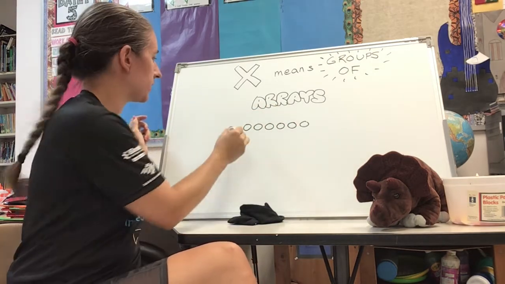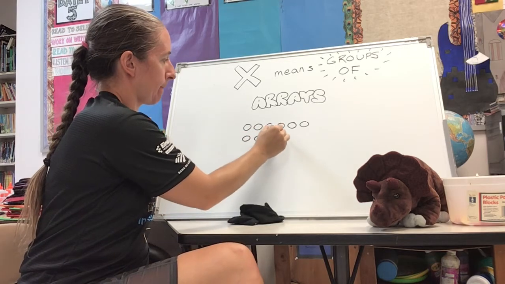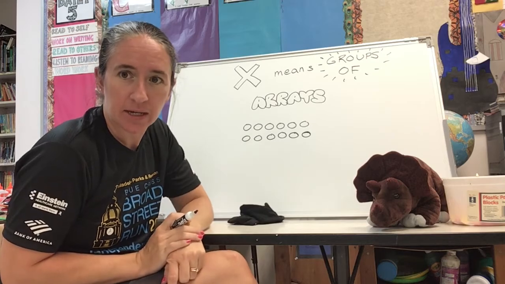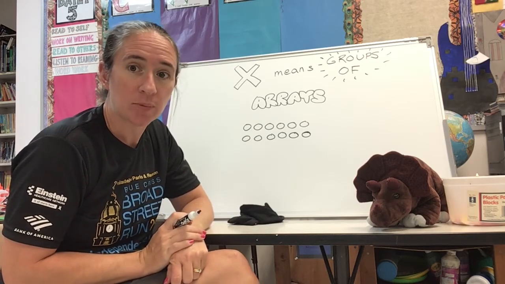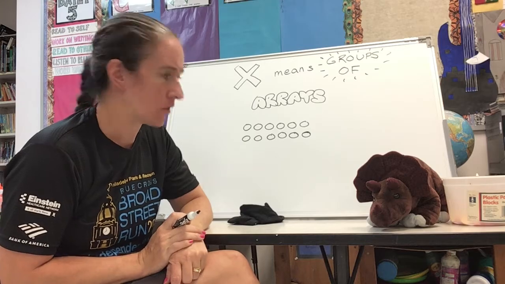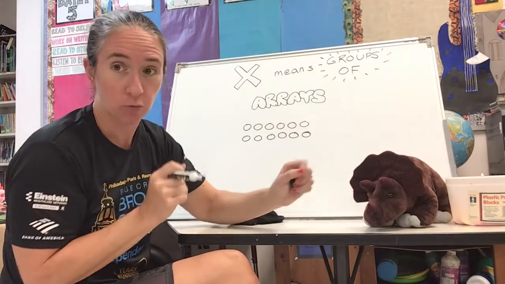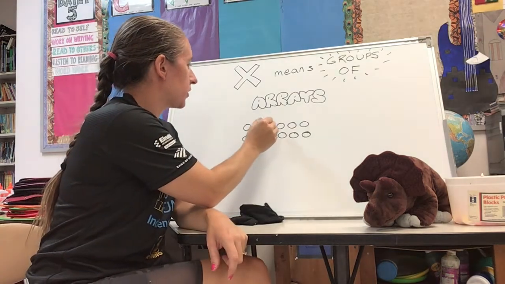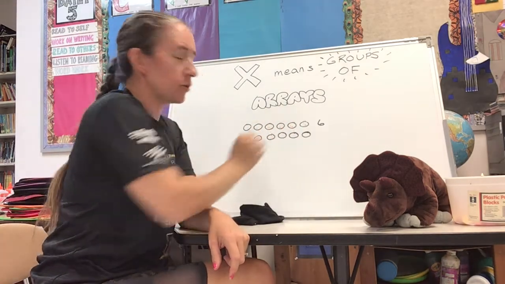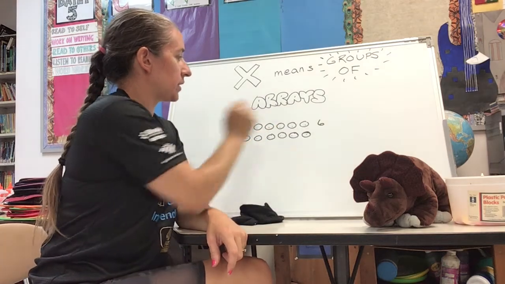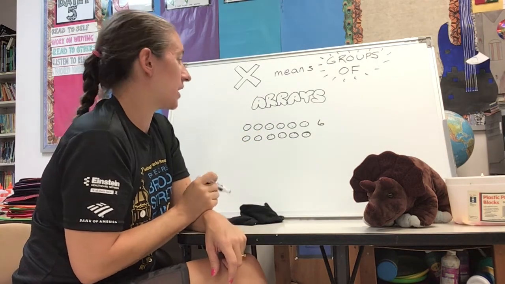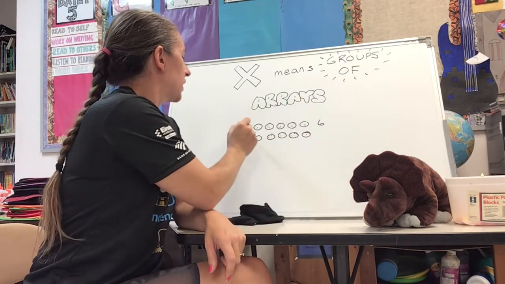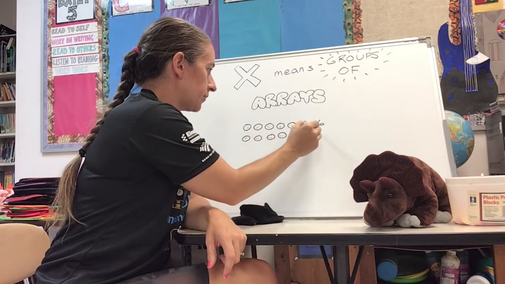There's one row of 6. There's 2 rows of 6. So here's how this array is like a multiplication sentence. A multiplication sentence means groups of. What does it mean, Sarah? Groups of. Right. So each row is like a group. So I have 1, 2, 3, 4, 5, 6 in this group, 1, 2, 3, 4, 5, 6 in this group. I could also count them as I go: 1, 2, 3, 4, 5, 6, 7, 8, 9, 10, 11, 12.